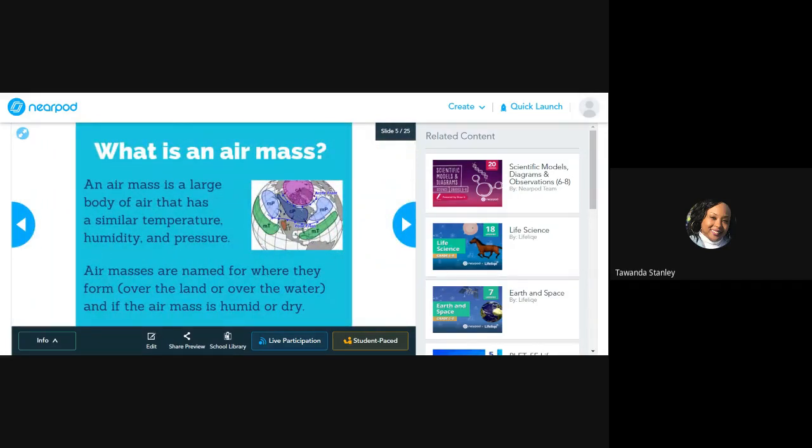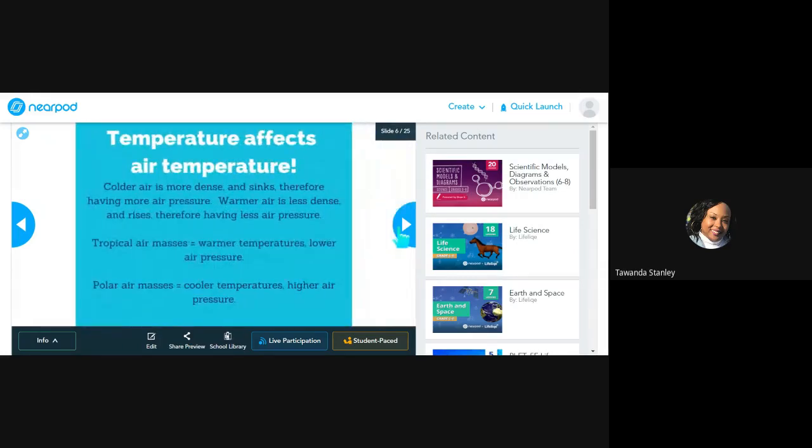It tells you that an air mass is a large body of air that has similar temperature, humidity, and pressure. It also goes on to say that air masses are named for where they form, over land or over water, and if the air mass is humid or if it is dry. It tells you that temperature affects the air temperature. So cold air is more dense and it sinks. Therefore, it has more pressure. Warm air is less dense and air rises. Therefore, it has less air pressure.